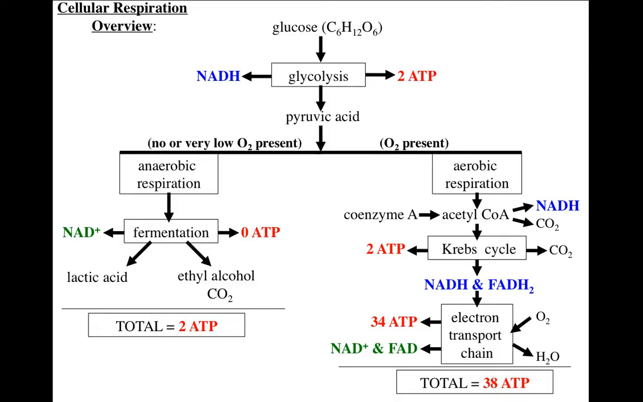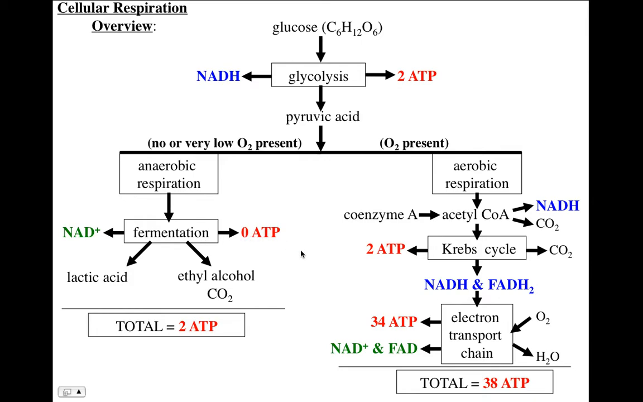All right, let's do a cellular respiration overview. The main purpose of cellular respiration is to produce ATP. Aerobic respiration produces a total of 38 ATP, while anaerobic respiration produces a total of 2 ATP. The only 2 ATP made during anaerobic respiration actually occur during glycolysis up here, which you can see that only 2 ATP are made during glycolysis, 0 ATP are made during fermentation.